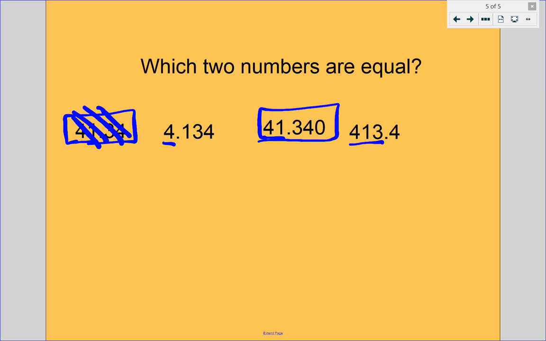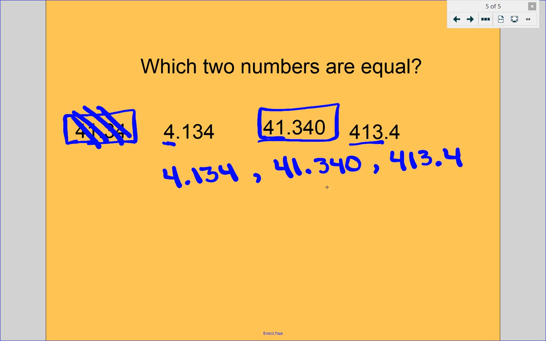All right, so if we have these three and we have to order them from least to greatest, I look at the first numbers before the decimal point. I have a 4, I have a 41, and I have a 413. So if I were going to order them from least to greatest, I would have that number, and then the next number. Actually, they're in order that way. That's kind of funny. And then finally, the 413.4. Now, they're in order from least to greatest because there's a 4 before the decimal, a 41 before the decimal, and a 413 before the decimal. Okay?